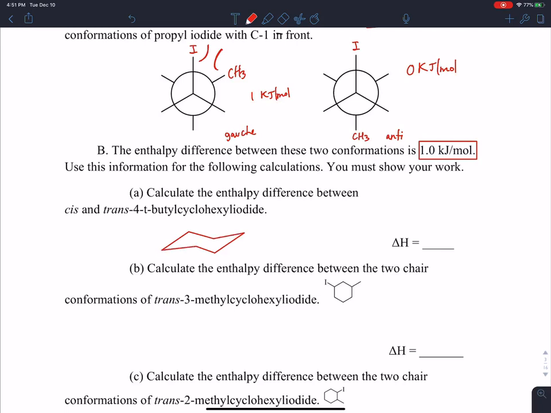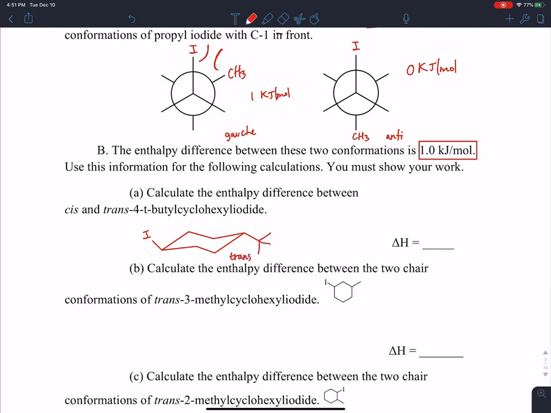Alright, so we have carbons 1 and 4. On carbon 4 I have a tert-butyl, so let's try to make them trans, but let's make the best one here. If this is pointing down, on carbon 1 the iodide has to point up. So this would be my trans answer.